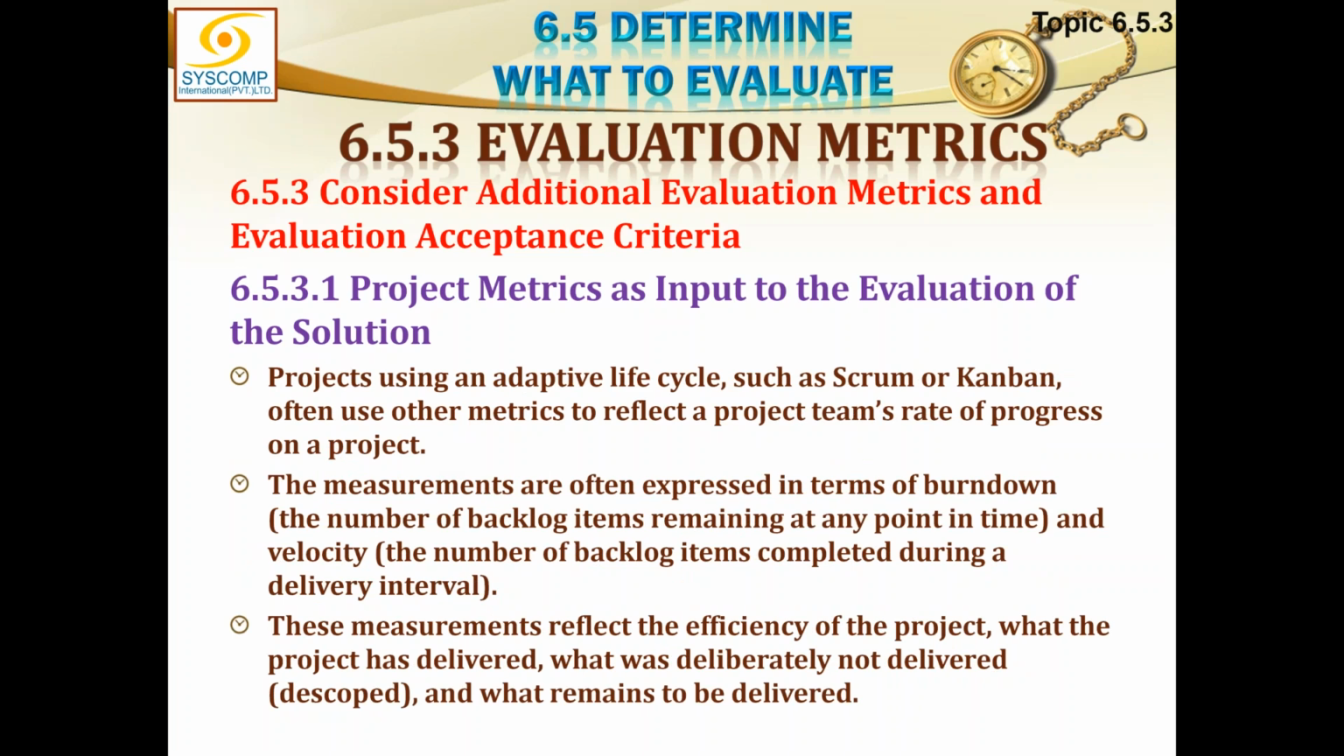Projects using an adaptive lifecycle such as Scrum or Kanban often use other metrics to reflect a project team's rate of progress on a project. The measurements are often expressed in terms of burn down, the number of backlog items remaining at any point in time, and velocity, the number of backlog items completed during a delivery interval.